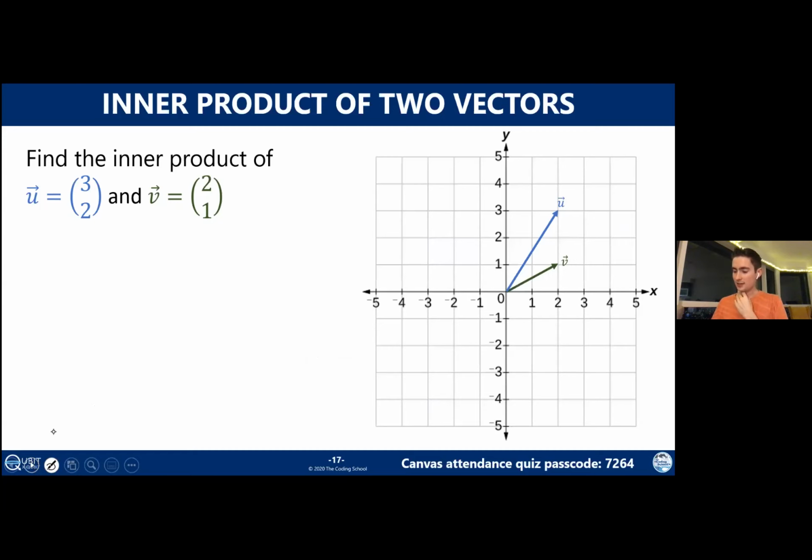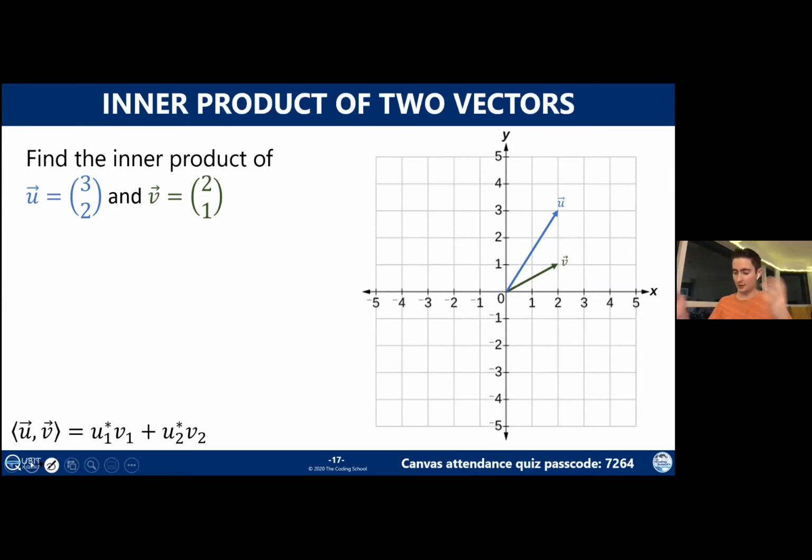Okay, let's look at an example of how to do this. Now, I will point out again, the same mistake with how this vector is drawn is here. So it should be right here, x coordinate is 3. Thank you again to whoever pointed that out. And we're asked to find the inner product of u and v.